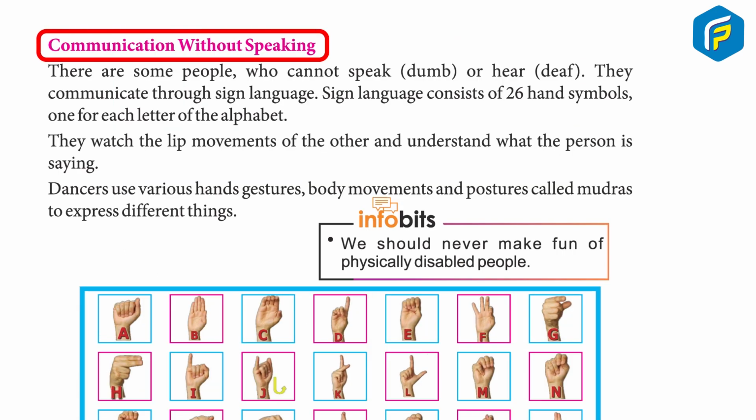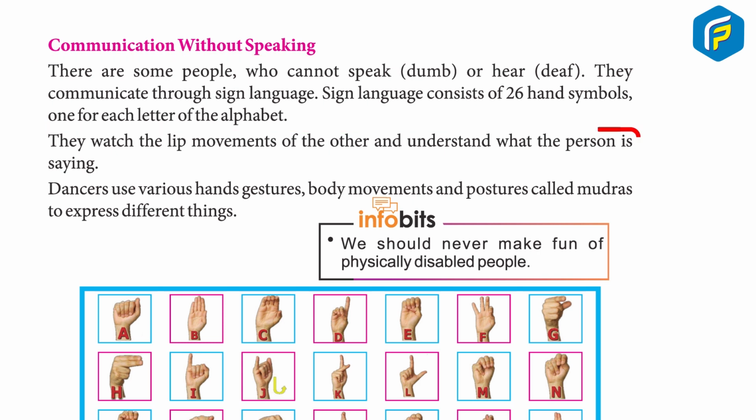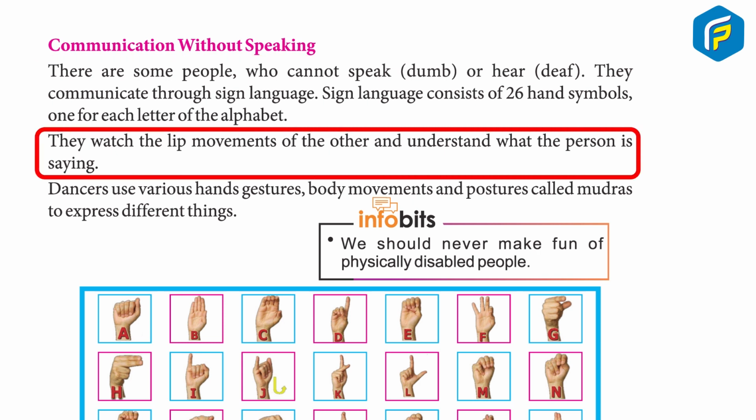Communication without speaking. There are some people who cannot speak, dumb, or hear, deaf. They communicate through sign language. Sign language consists of 26 hand symbols, one for each letter of the alphabet. They watch the lip movements of the other and understand what the person is saying.